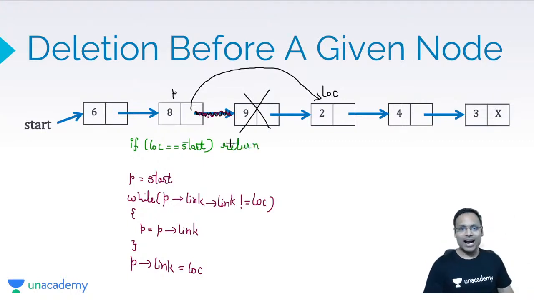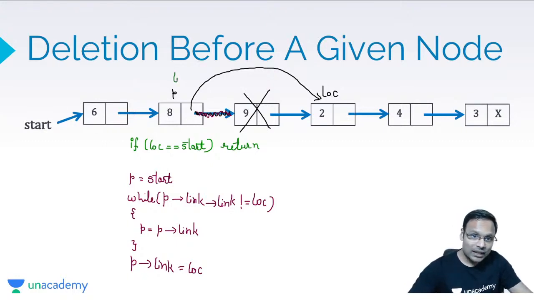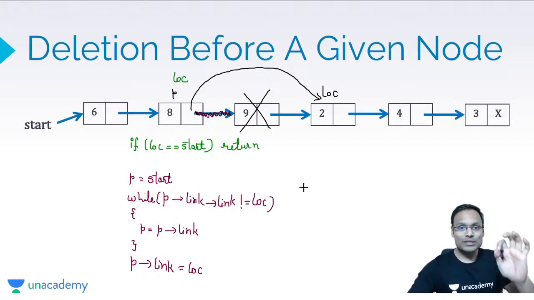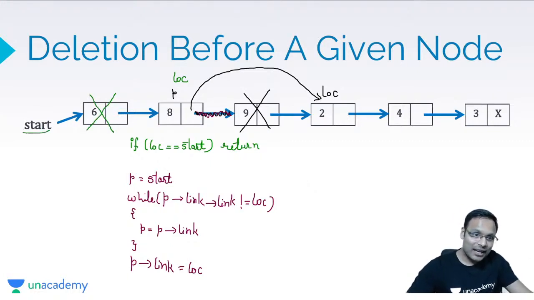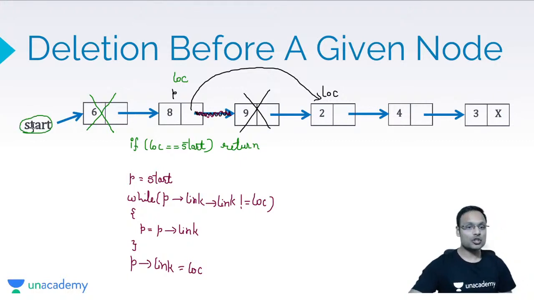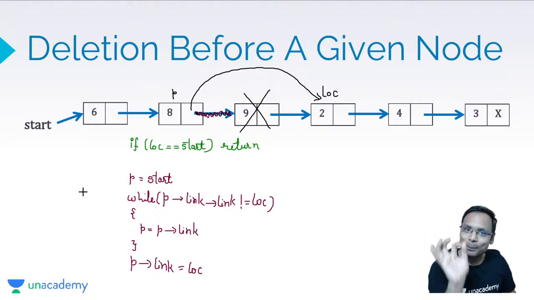Can't delete it. One more base case is there: if LOC is the second node. In that particular case I'll have to delete the first node. In that case I'll have to change the start pointer, because I do not have the second predecessor of LOC here. LOC's previous I don't have. Because of that I'll have to include this also in my base case.